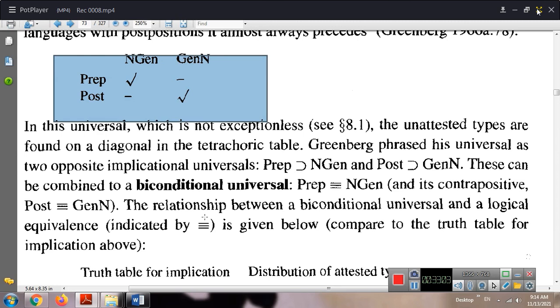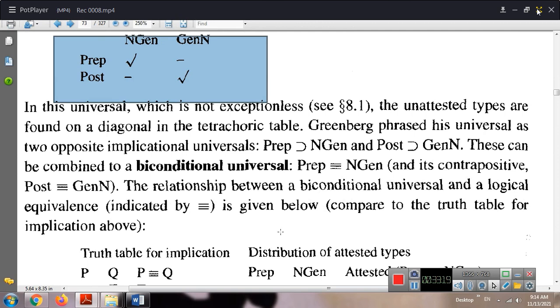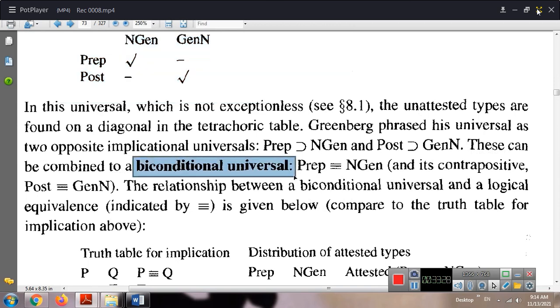Greenberg phrased his universal as two opposite implicational universals. If preposition, then noun genitive. If postposition, then genitive noun. These can be combined into a biconditional universal. Okay, another term, biconditional universal, which we show in this way.